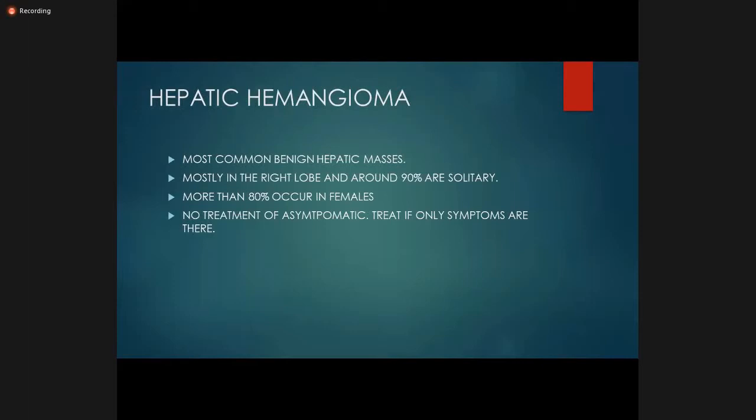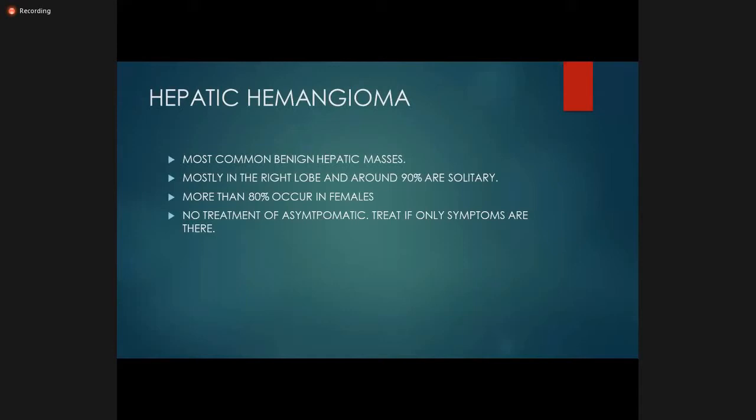So hepatic hemangiomas are the most common benign hepatic masses. They mostly are localized in the right lobe, and in 90% of the cases, they are solitary. And it is predominantly seen in females. More than 80% occur in females. There's no treatment of asymptomatic hemangiomas.